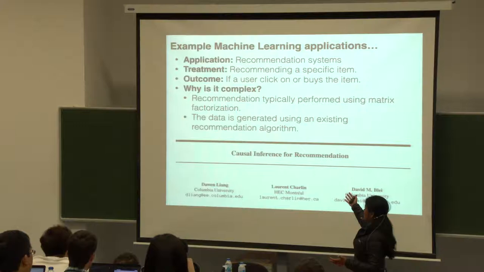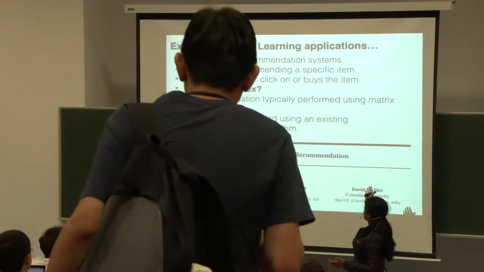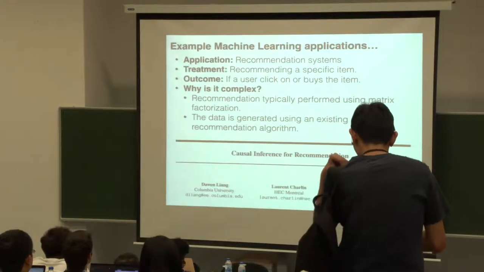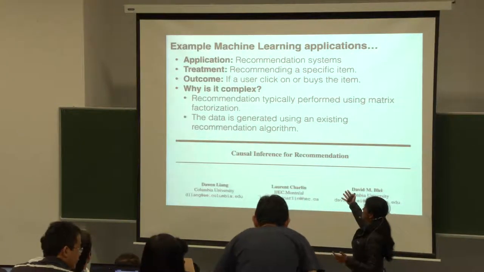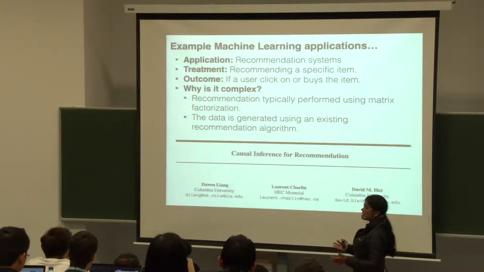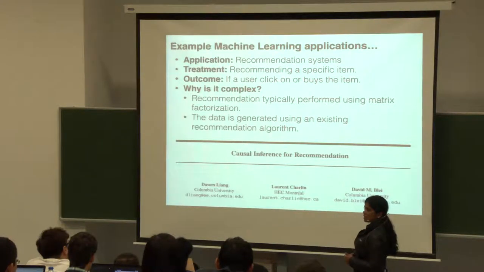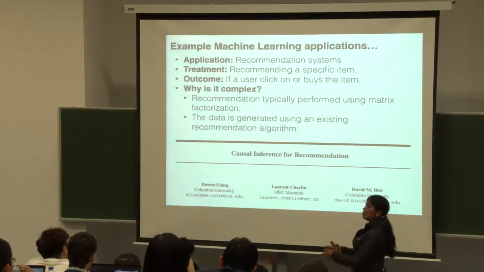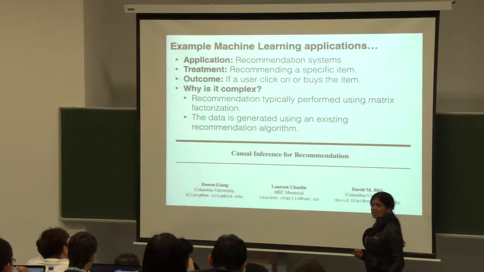So in this case, why is it complex? Because recommendation is typically formed using classical approaches, which now need to be modified by understanding that your data was generated using an existing recommendation algorithm. So you need to adjust for whatever policy they were using for making recommendations when you're trying to learn whether or not a user would have gotten exposed to a particular item, and how that informs your model when you learn for a new user whether or not they're likely to look at a particular item. Does that make sense?